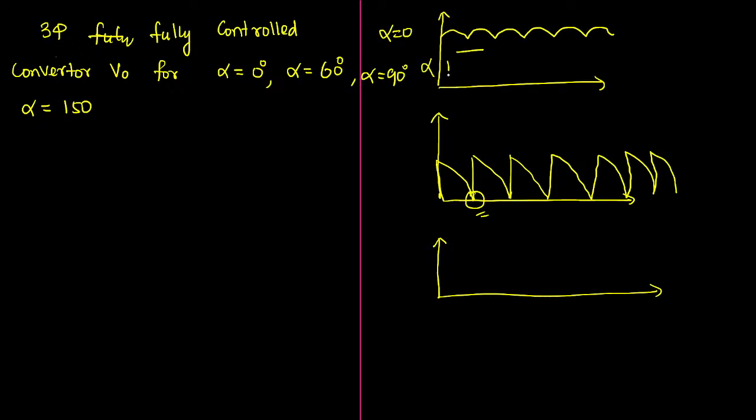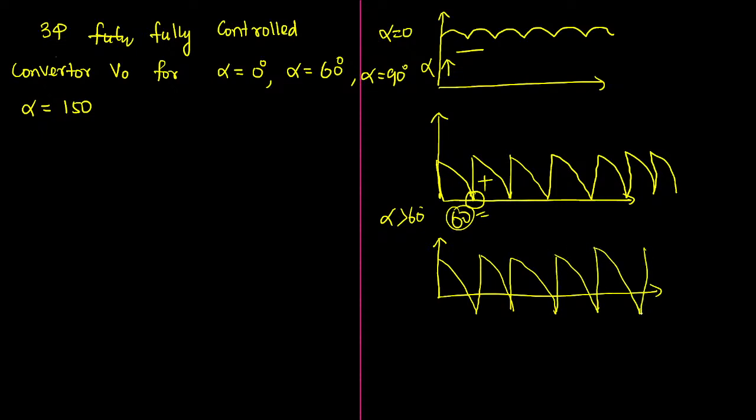Now I am increasing alpha slowly till alpha equal to 60, your voltage will be positive. At least it is crossing 0, again it will be positive. But when the value of alpha becomes greater than 60 degree, you will start receiving the negative portion also. So it will be coming like this. Then you will be observing again a straight line, again a negative portion, a straight line, again a negative portion. It will be going like this.